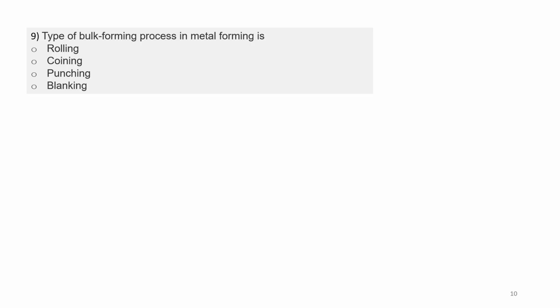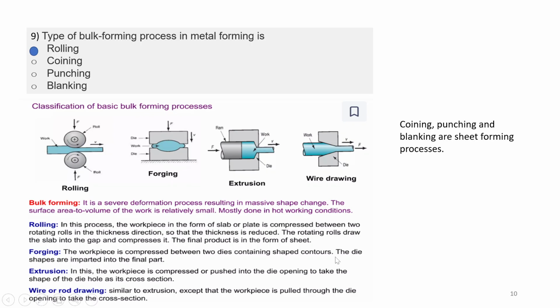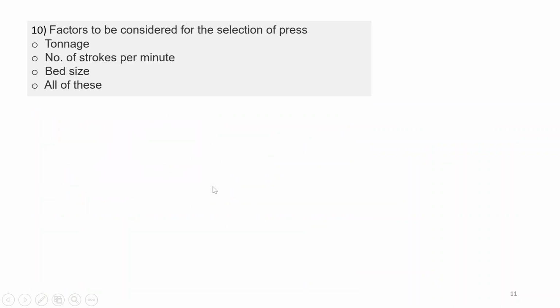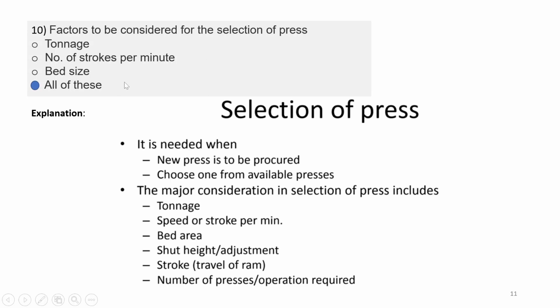Next question was, type of bulk forming processes in metal forming is. Here only one process is bulk forming and the remaining are sheet metal forming processes, and this will depend on the surface area to volume of the work, which is smaller in case of bulk forming while it will be higher in case of sheet metal forming. Extrusion, rolling, forging, wire drawing, these are the bulk forming processes. Next question was, factors to be considered for the selection of press. So all of these will be the factors here.